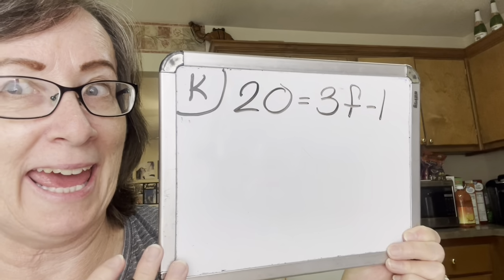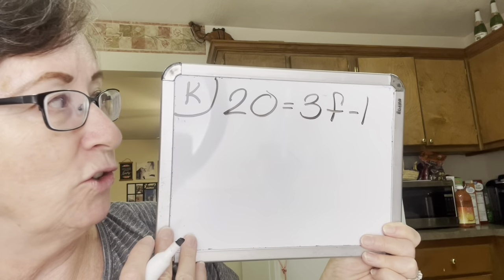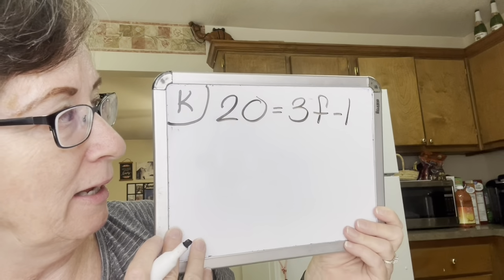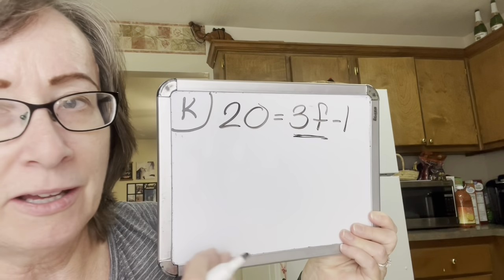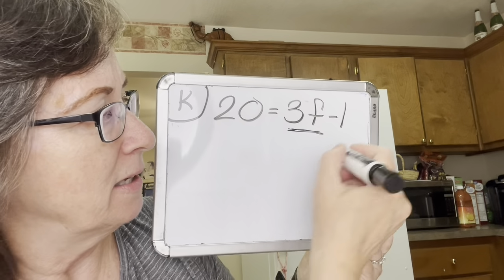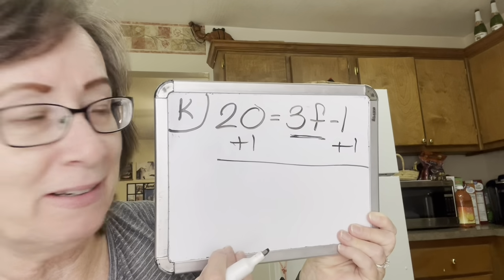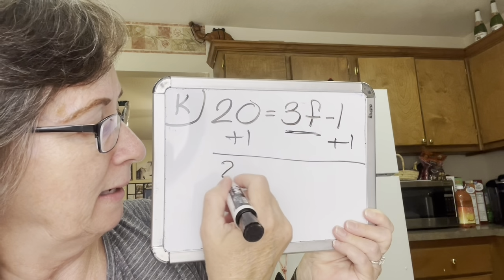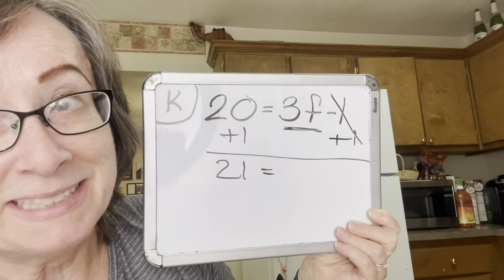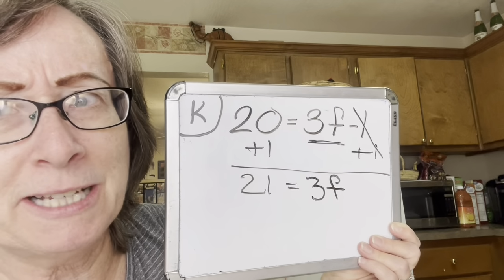Okay, so K says 20 equals 3F, take away 1. So we have to do this by inspection. We're trying to get F. What if we just added 1 to both sides? So if we add 1 and add 1, won't that make things a little bit easier? So 20 plus 1 is 21, and the 1 and the negative 1 disappear, and we end up with 3 times F is 21. Oh, that's much easier.